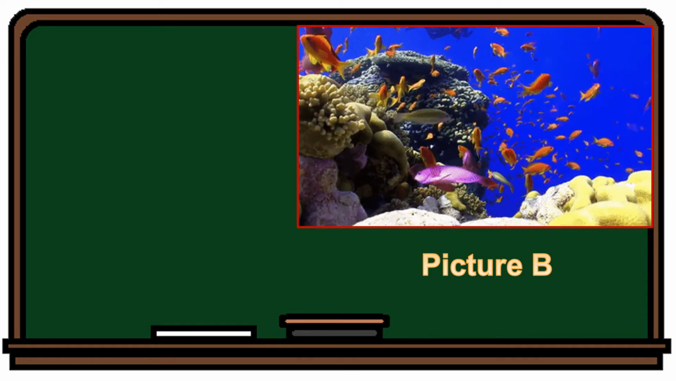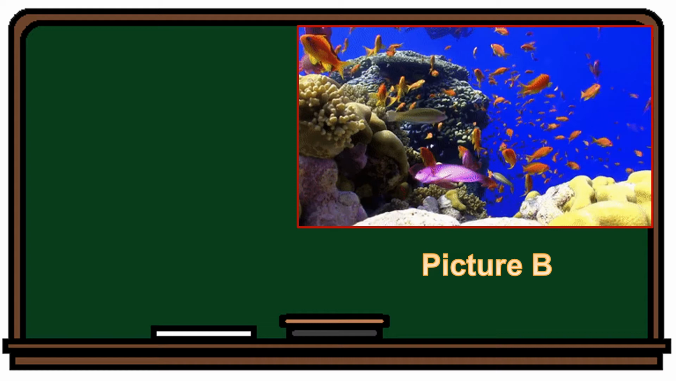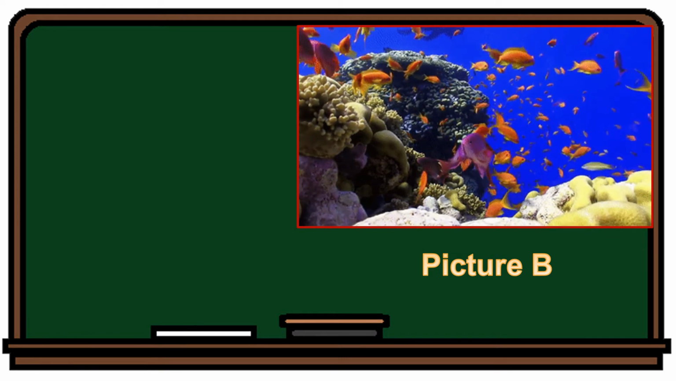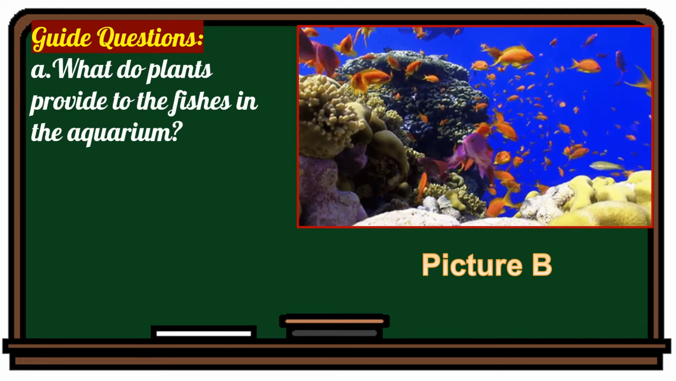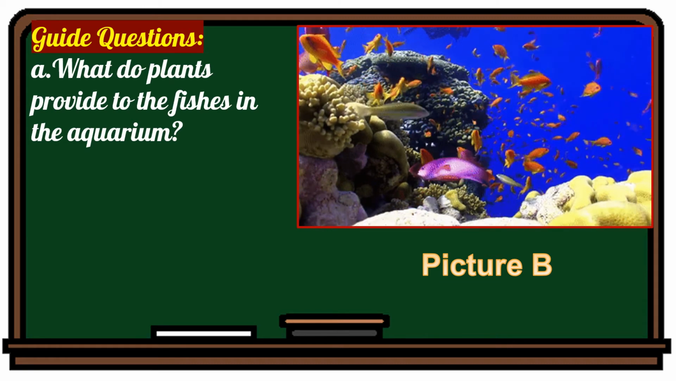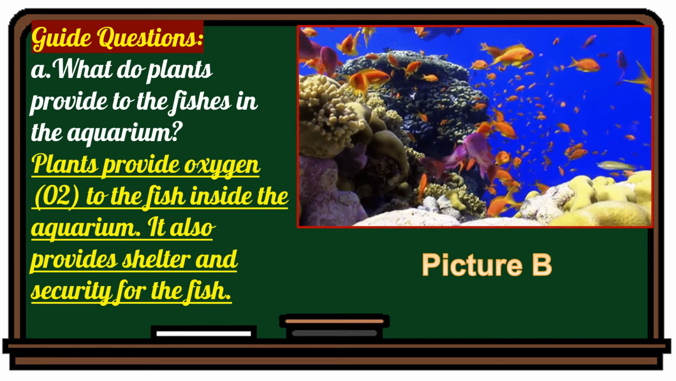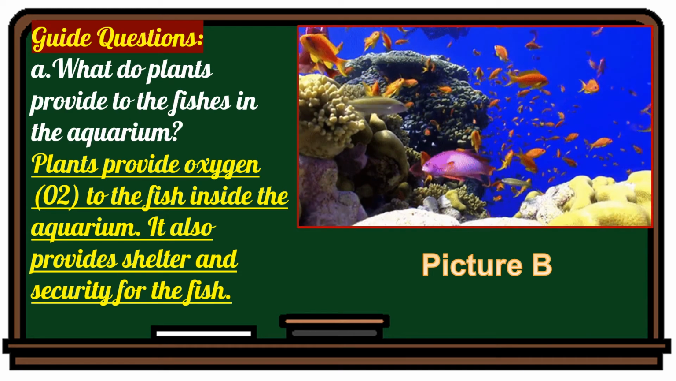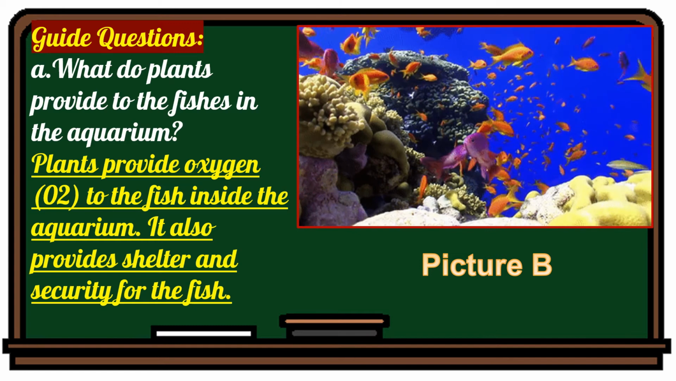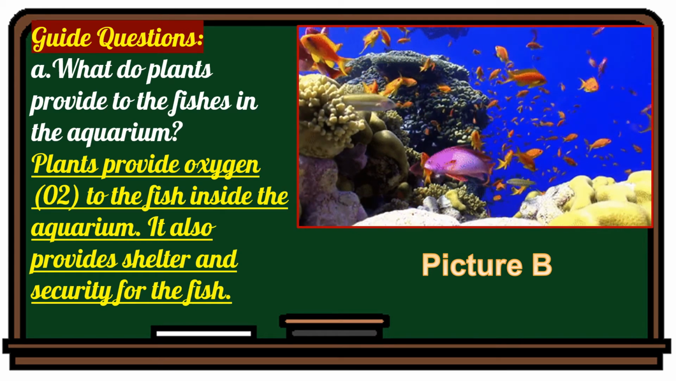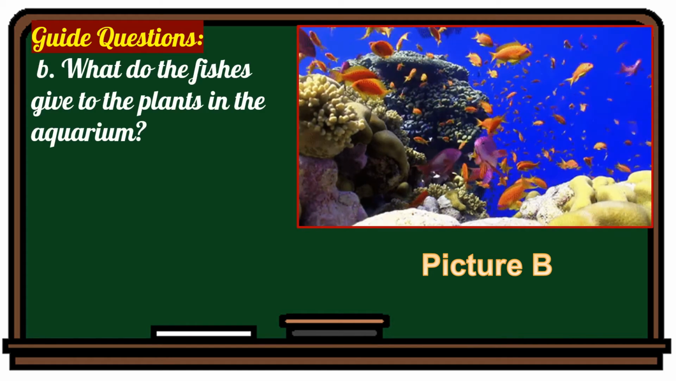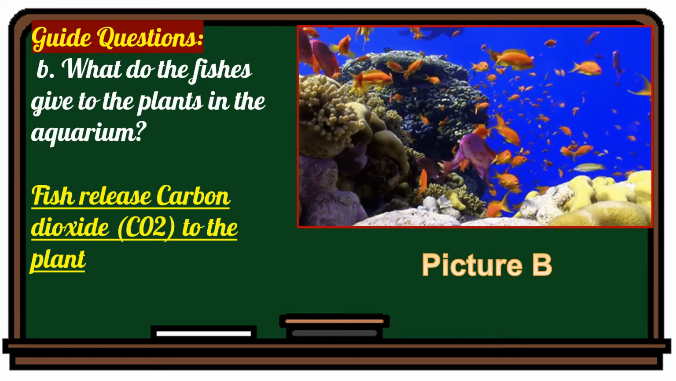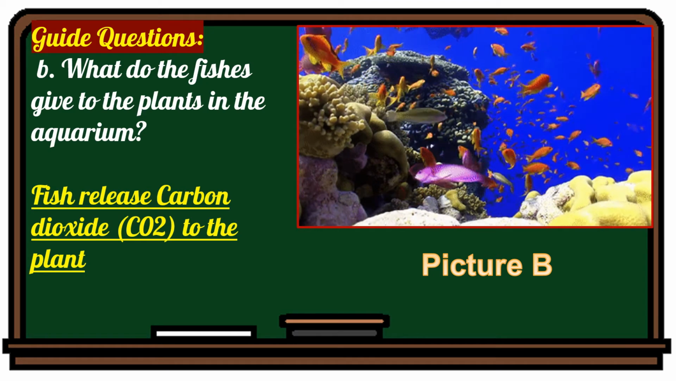In picture B, you are going to describe the interaction between the plants and the group of fish inside the aquarium. For the guide questions, letter A, what do plants provide to the fishes in the aquarium? Plants provide oxygen to the fish inside the aquarium. They also provide shelter and security for the fish. What do the fishes give to the plants in the aquarium? Well, fish release carbon dioxide to the plants.